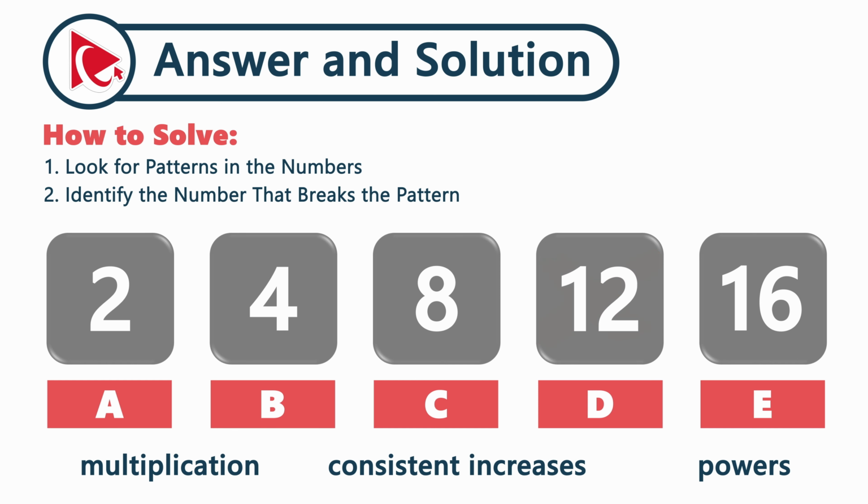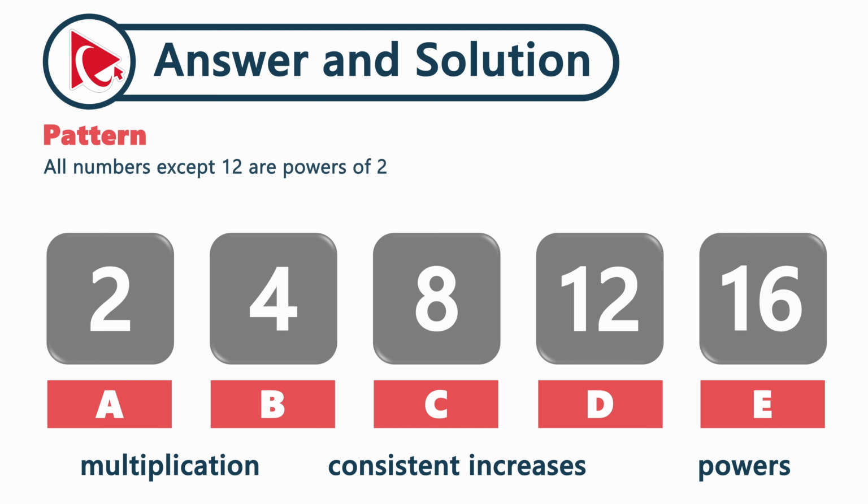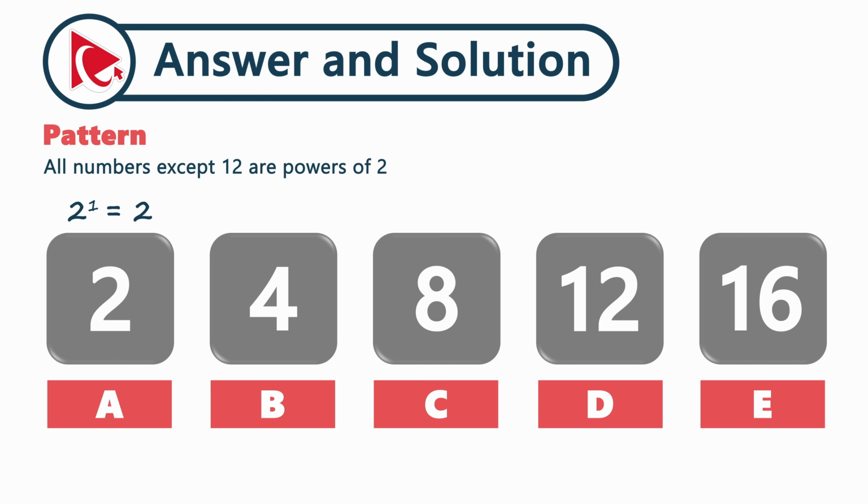But I thought of this a little differently. I thought of it as powers of 2. 2 to the power of 1 equals 2, which is the first number. 2 to the power of 2 is 4. 2 to the power of 3 is 8. And 2 to the power of 4 is 16, which also leads us to the answer that choice D is the odd one. So the correct answer here is choice D, 12.